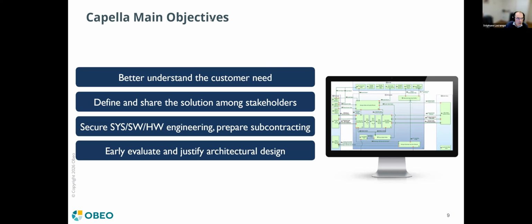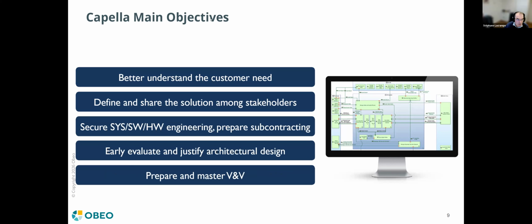It's also used to early evaluate and justify architectural design. And finally, it's also used to prepare and master the verification and validation activities. Because of the way the data model is organized in Capella and in the Arcadia methodology, through one of the very important concepts, the functional chain, this functional chain proved to be very useful for managing the verification and validation activities.